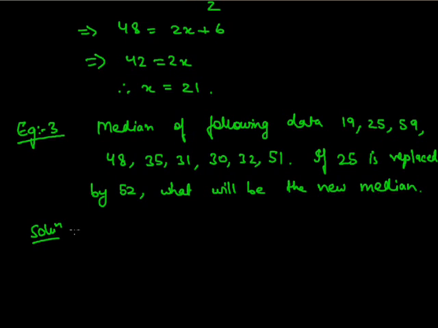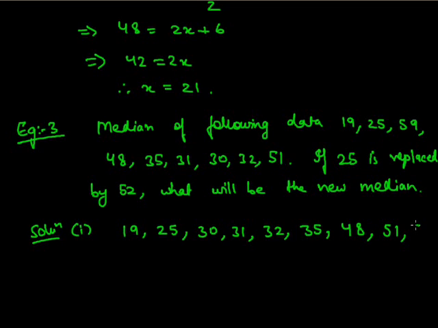So first we will see the first part of the question, which says we need to find out the median of the following observation. So first we arrange the data in ascending order. When we arrange it in ascending order, 19 comes first, then 25, then 30, then 31, then 32, then 35, then 48, then 51 and then 59. So we have arranged this data in ascending order.